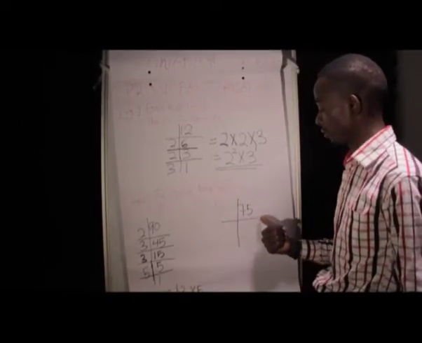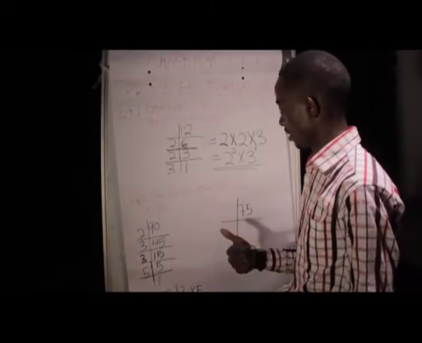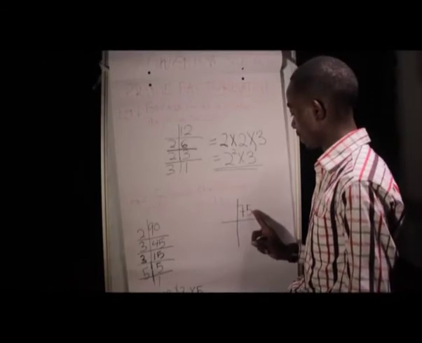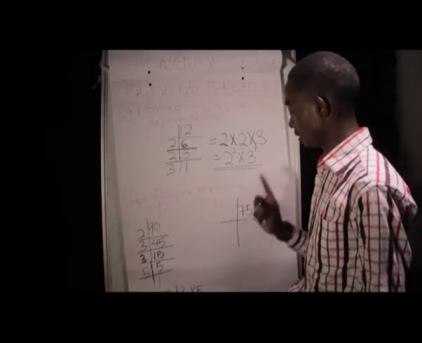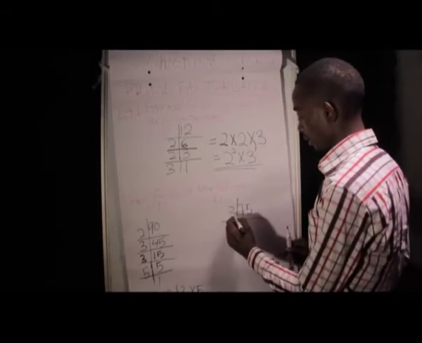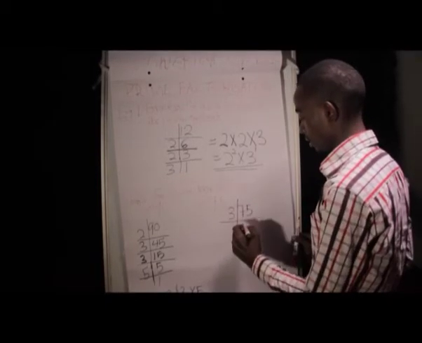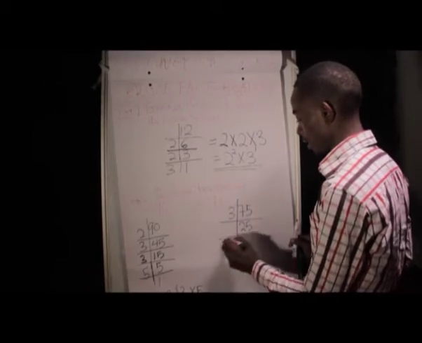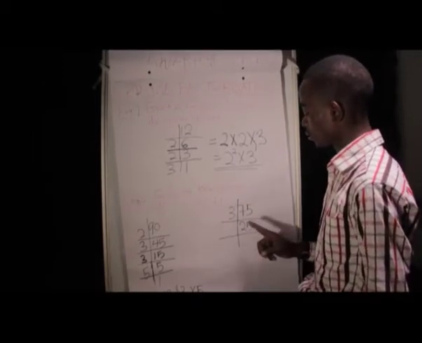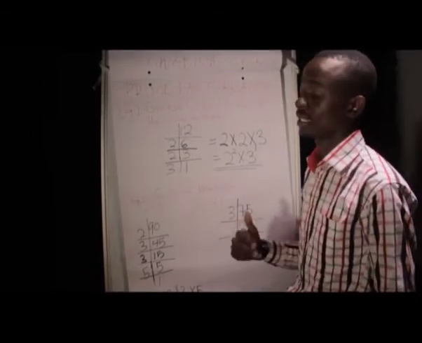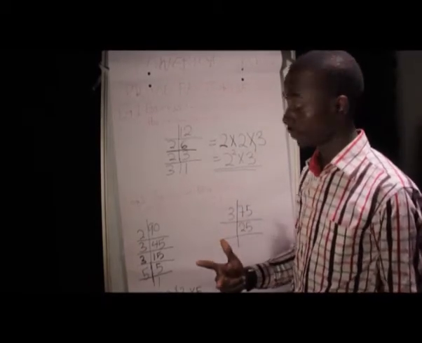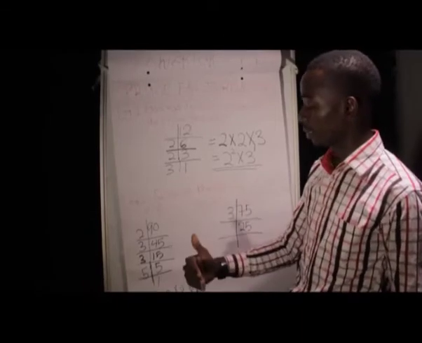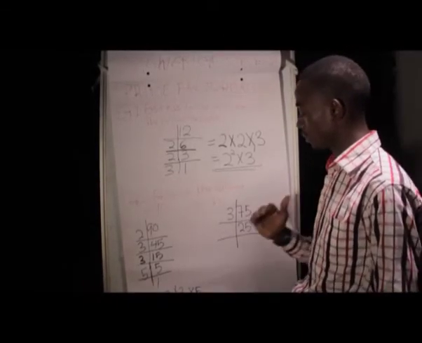Does 3 divide 75? The answer is yes, because 75 divided by 3 is going to give me 25. So I write my 3 here. 75 divided by 3 gives me 25. Then I look at the 25. Is 25 divisible by 3? The answer is no. Because 25 divided by 3, I'm going to get 8, remainder 1. So I proceed to the next prime number, which is 5. Is 25 divisible by 5?